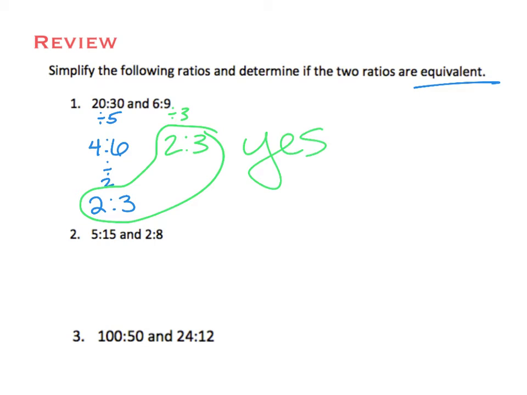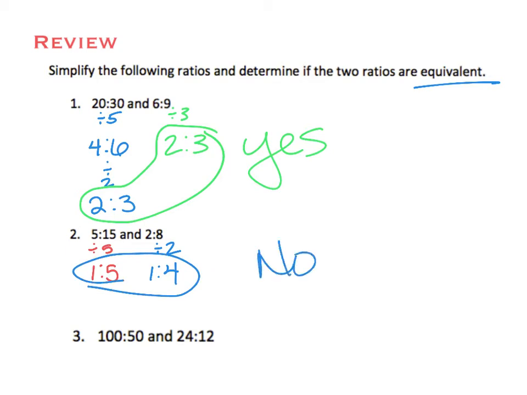Let's do number 2. I'm going to divide by 5. I get 1:5, and that's all the further I can go. I'm going to divide by 2. I get 1:4. Looking at these, no, they are not equivalent.